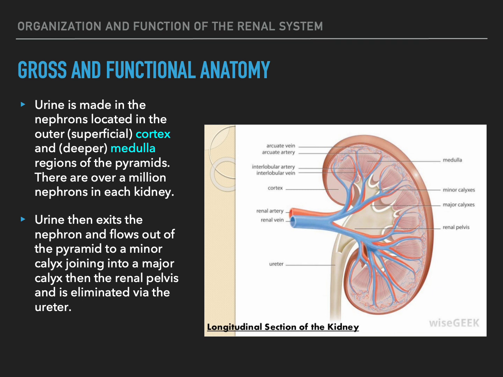And essentially urine is made in the nephrons in the outer light part of the pyramid called the cortex, as well as in the deeper part of that pyramid called the medulla. And there are over 1 million nephrons in each kidney. Urine then exits from the nephron and flows out of the pyramid into the minor calyx joining into the major calyx, and then the renal pelvis, and is eliminated via the ureter. So take a moment to look at this picture to see where those different structures lie.